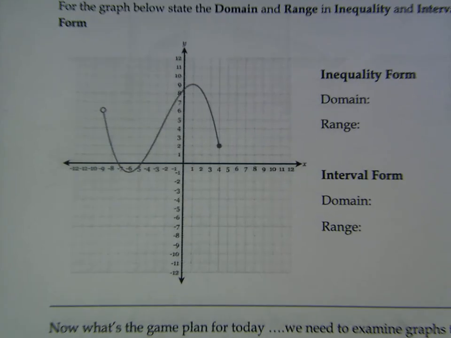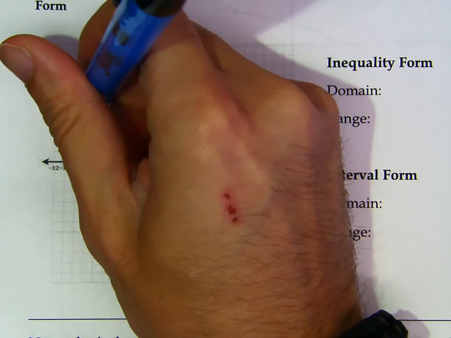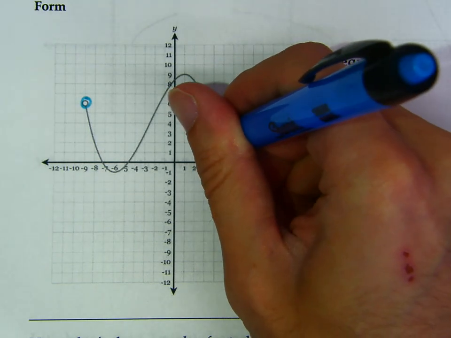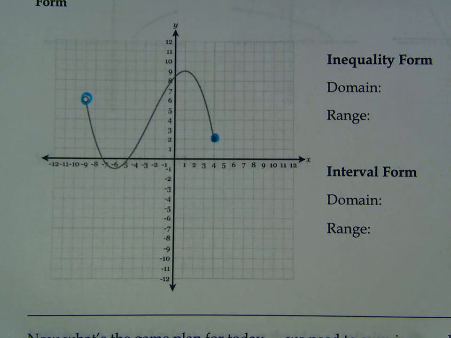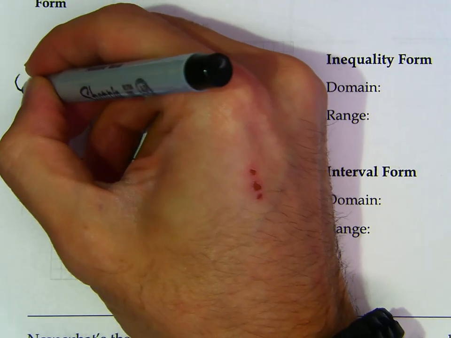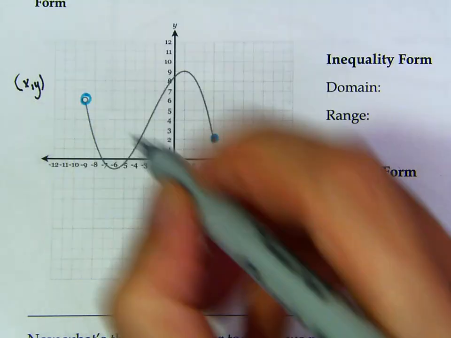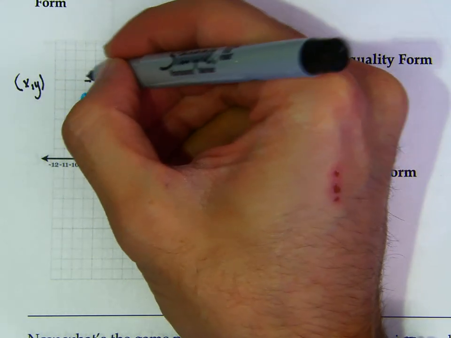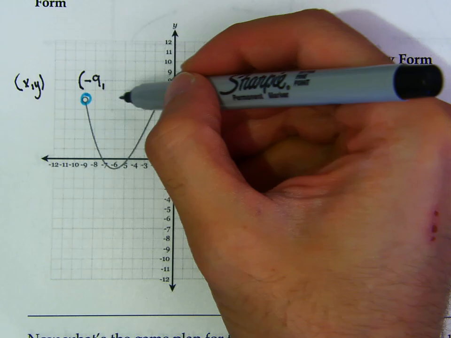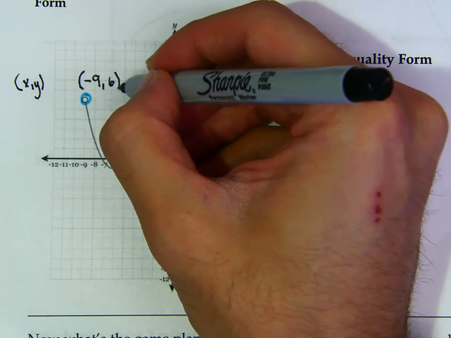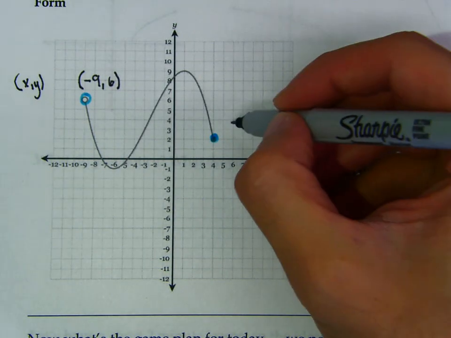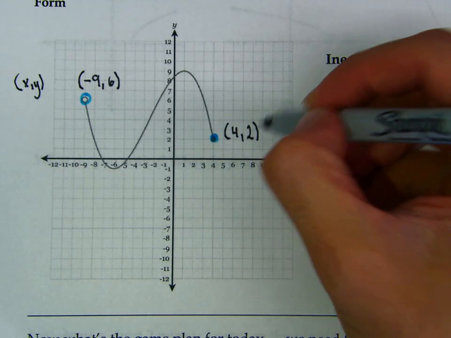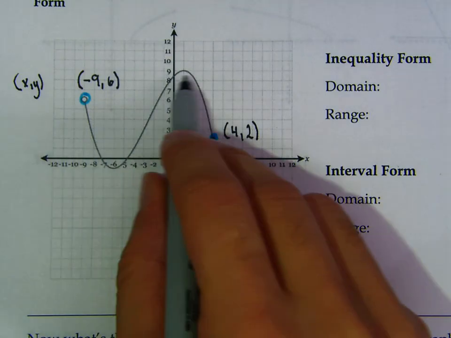Which point is most left? It is over here. And which point is farthest right? It is this point over here. So let's show this as an x comma y. What is the x value of this point? It looks like it's -9. And what is the y value of this point? It is 6. What is the x value of this point? It is 4. What is the y value of this point? It is 2, right?